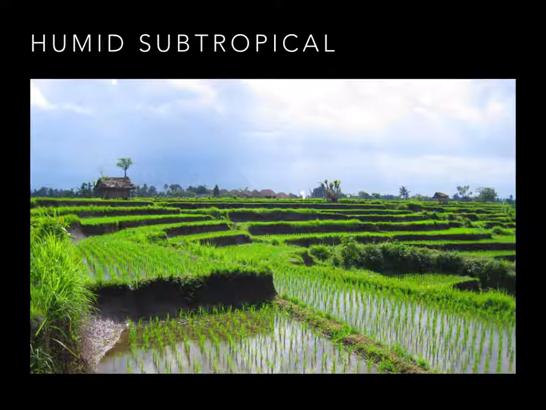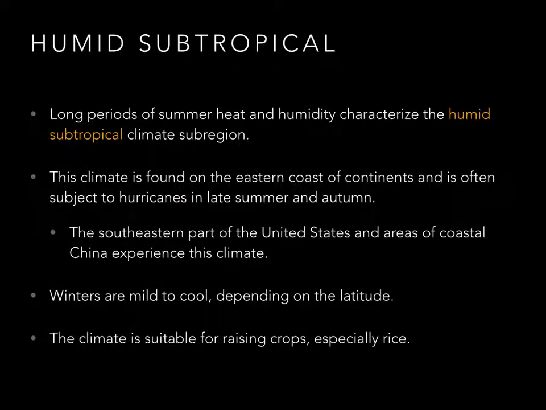Humid subtropical. Long periods of summer heat and humidity characterize the humid subtropical climate subregion. You might find this region in Houston, for instance. This climate is found on the eastern coast of continents, often subject to hurricanes in late summer and autumn. You find this in the southeastern part of the United States and in coastal China. Winters are mild to cool, depending on the latitude. The climate is suitable for raising crops, especially rice.